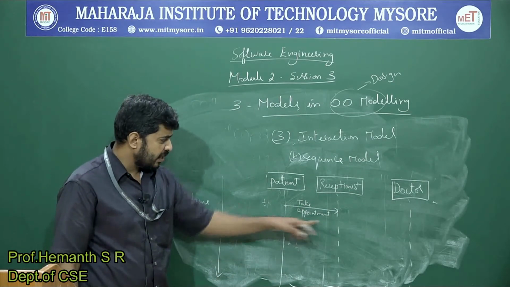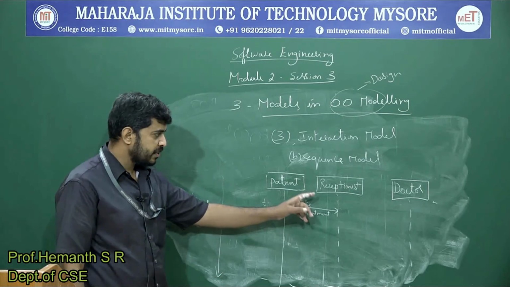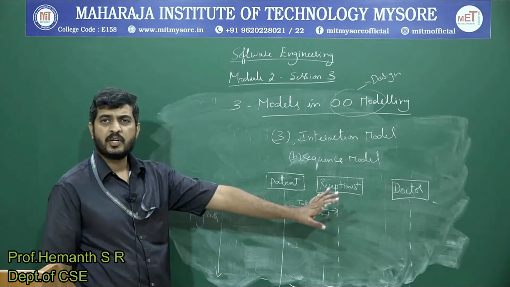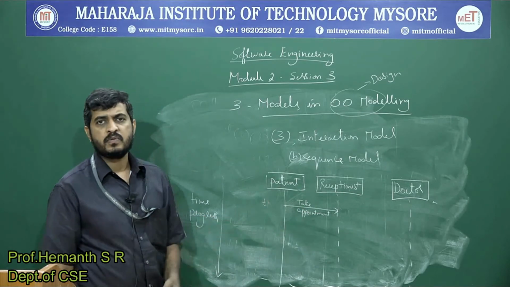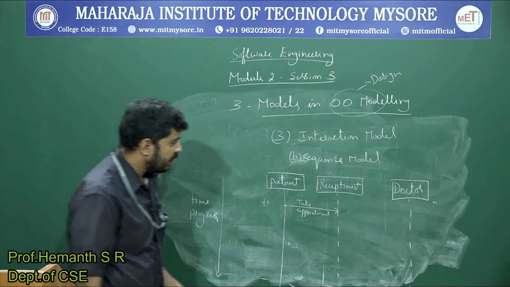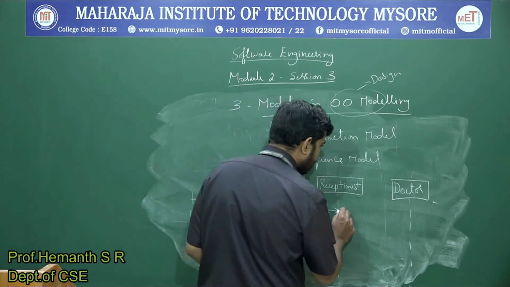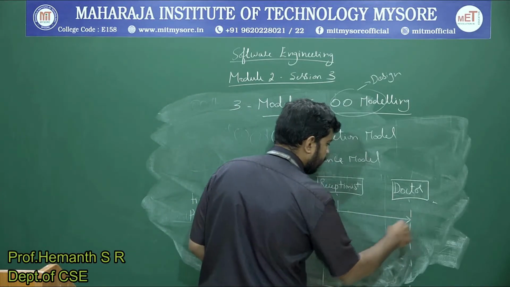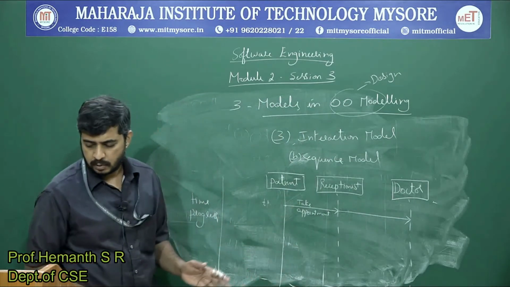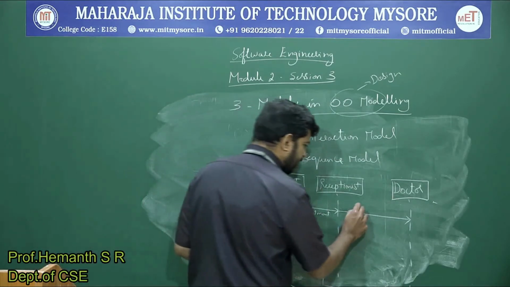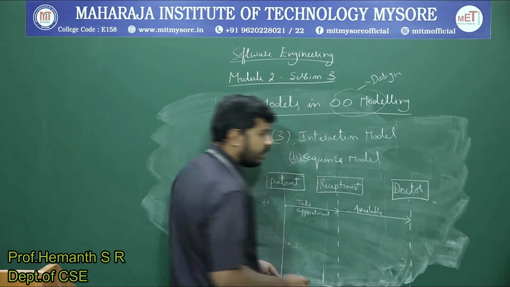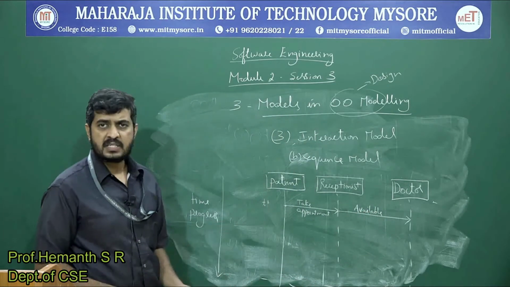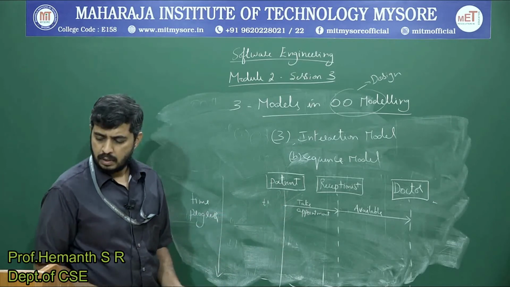The receptionist cannot directly give the appointment. The receptionist should check the availability of the doctor during the time the patient wants to visit the hospital. So what will the receptionist do? The receptionist will forward this request to the doctor regarding the availability, whether the doctor is available. So the doctor will check his schedule.